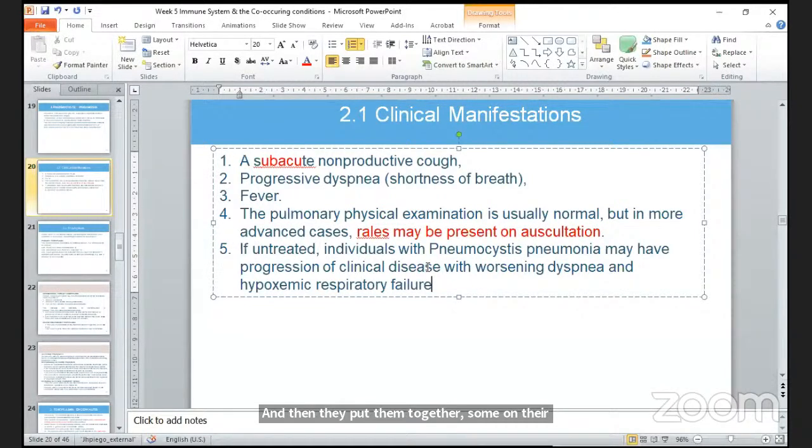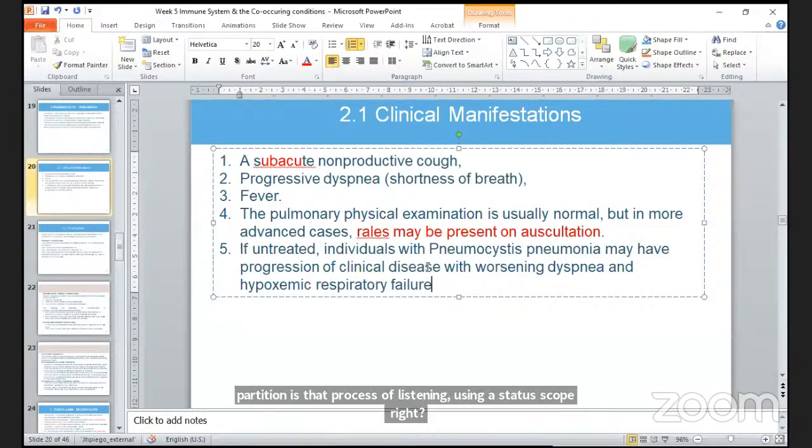So during the examination of pneumocystis pneumonia, if a stethoscope is put on the chest of the person suffering from this disease, then the examiner will hear what's called rales. These are some kind of rumbling of the chest, some mild rumbling. Auscultation is the process of listening using a stethoscope, right? But rales is the sound that it produces.